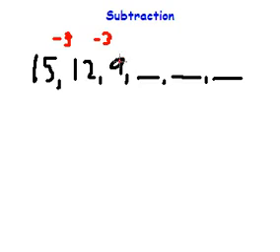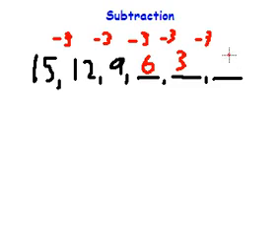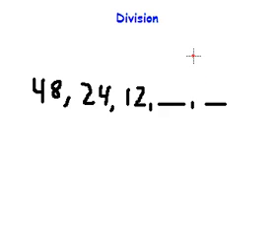So we just continue the pattern. 9 minus 3 is 6, 6 minus 3 is 3, and 3 minus 3 is 0. That's all there is to subtraction sequences. Alright, our last one is division.